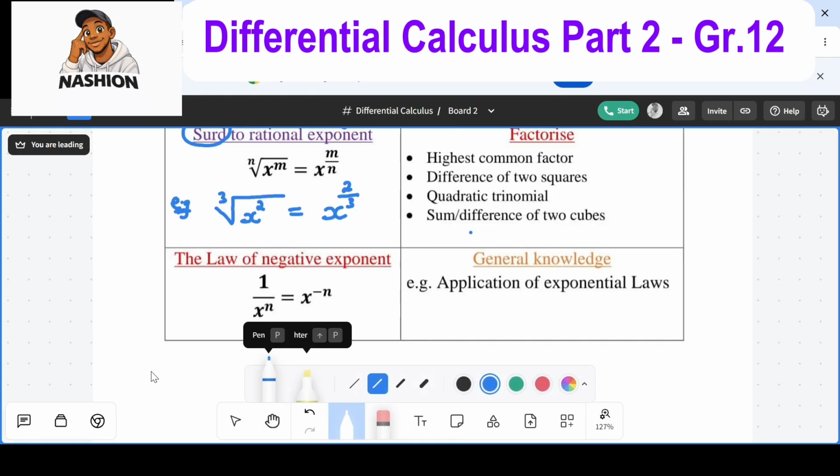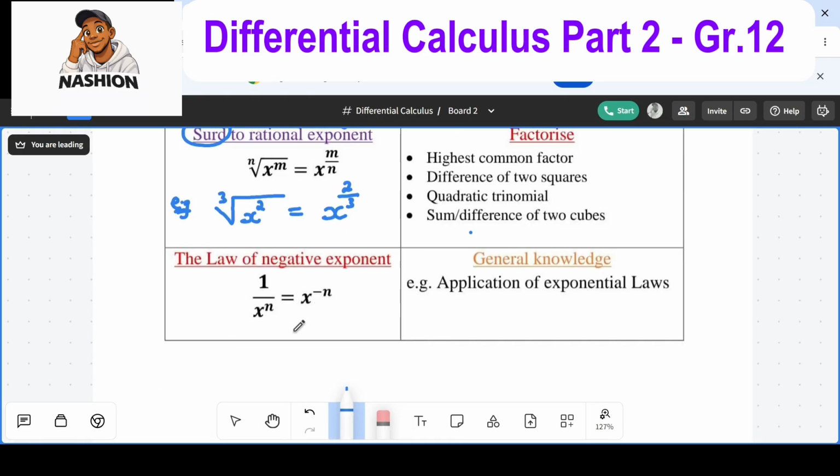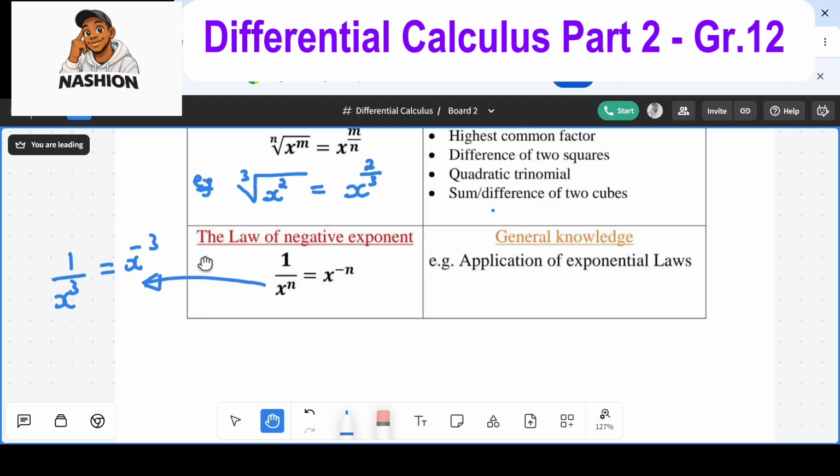In some cases, guys, let's say we are finding the derivative in terms of x. If x happens to be part of the denominator, like in this case, we're going to have to use the law of negative exponent, where we say 1 over x to the power n is equal to x to the power negative n. A good example here can be 1 over x to the power 3, which can be written as x to the power negative 3. So in this case, this will be ready for derivative.